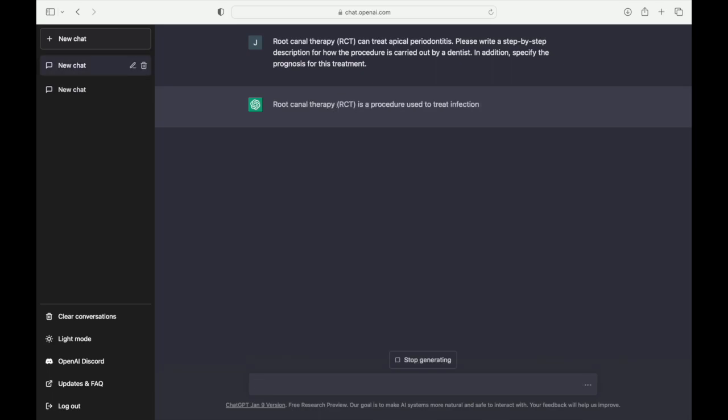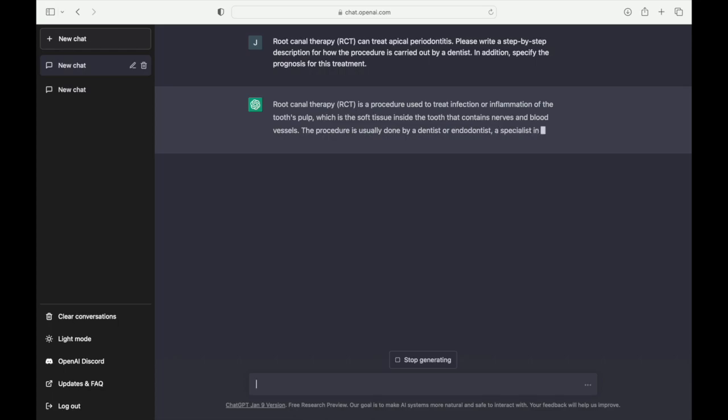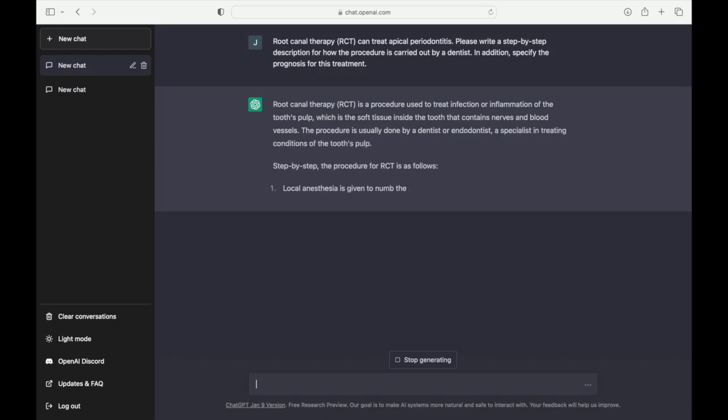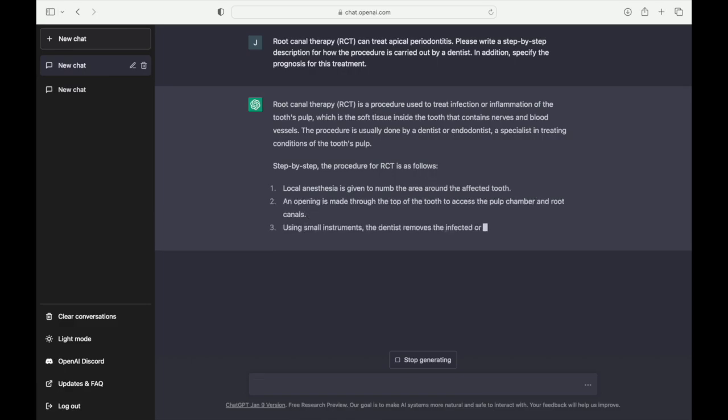All right, it's off. Root canal therapy, RCT, is a procedure used to treat infection or inflammation of the tooth's pulp, which is the soft tissue inside the tooth that contains nerves and blood vessels. The procedure is usually done by a dentist or endodontist, a specialist in treating conditions of the tooth's pulp.